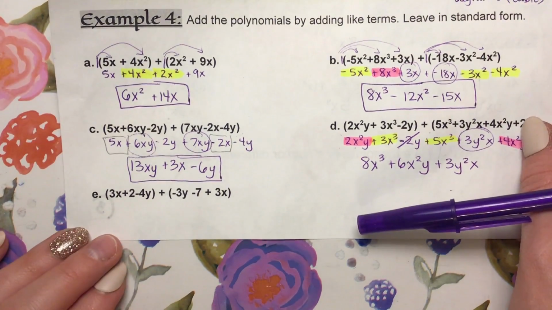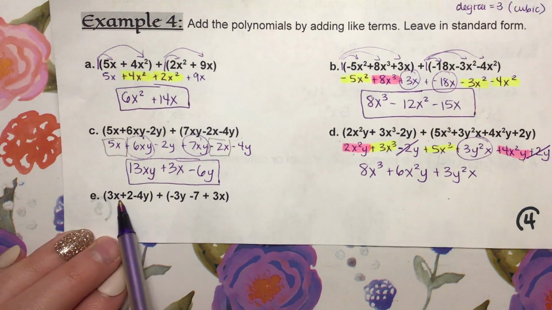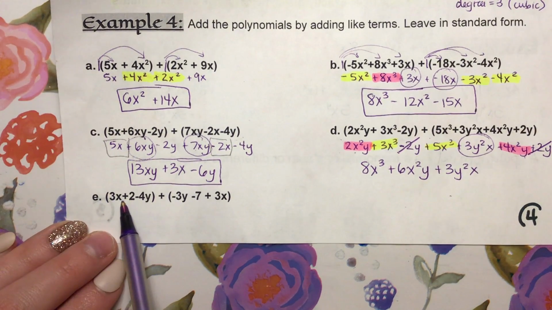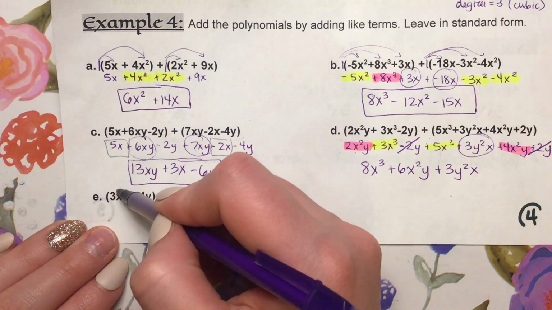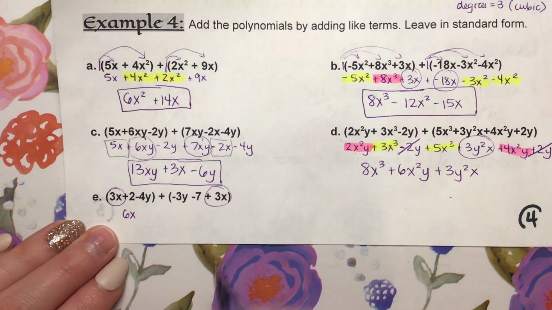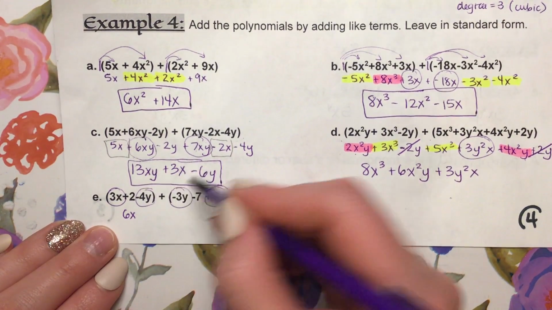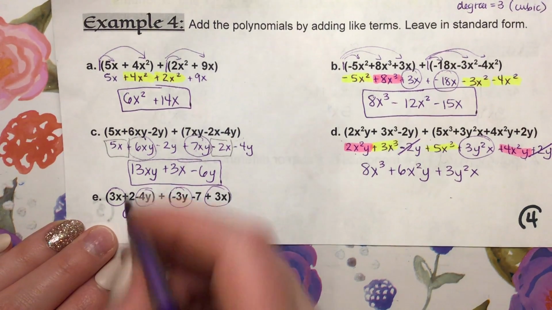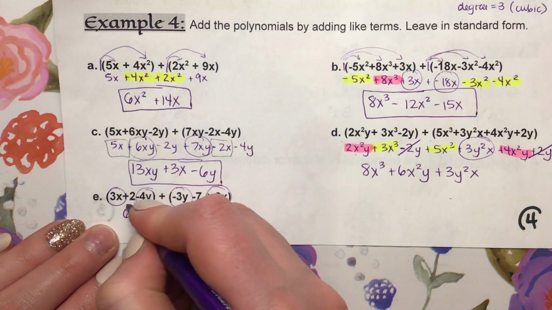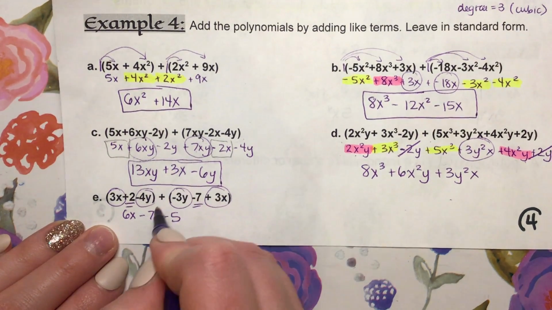We have one more example, example E. So here, I'm just going to combine like terms without getting rid of parentheses. If I'm looking at my x's, I have 3x plus 3x, which will get me 6x. And then if I look at my y's, I have negative 4y and negative 3y, which will get me negative 7y. And then finally, positive 2 and negative 7, which is minus 5.